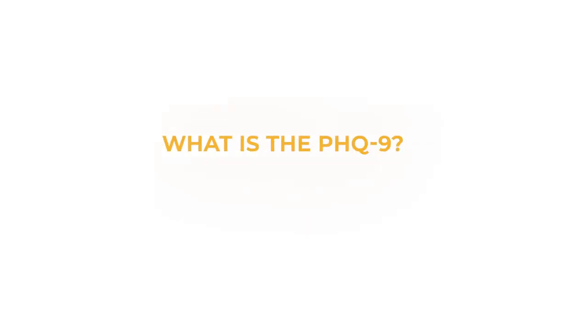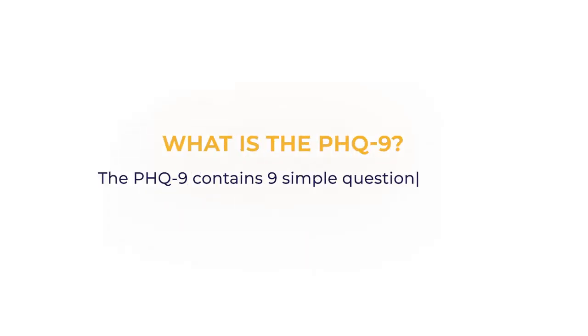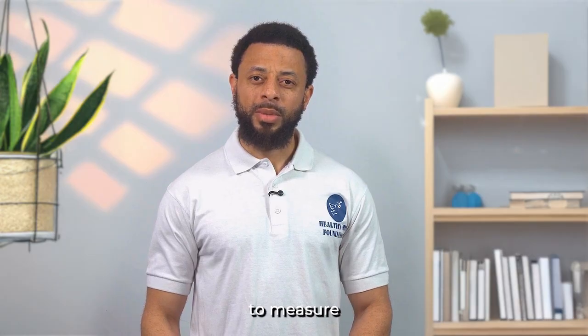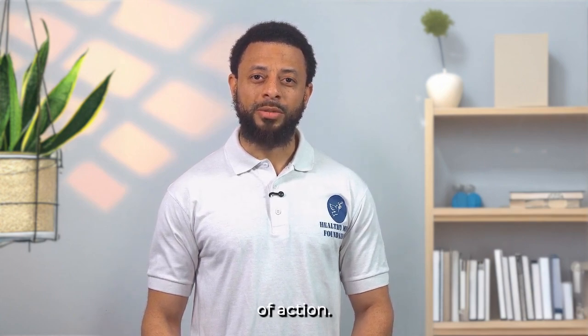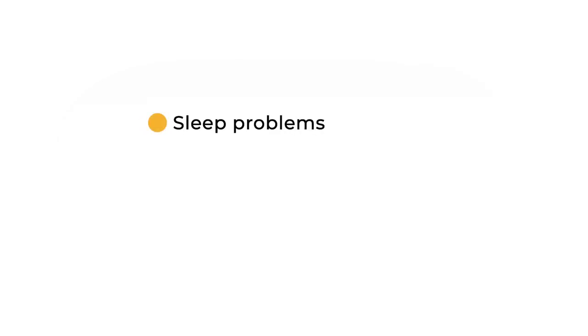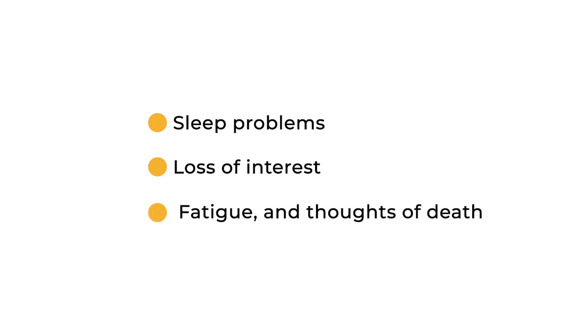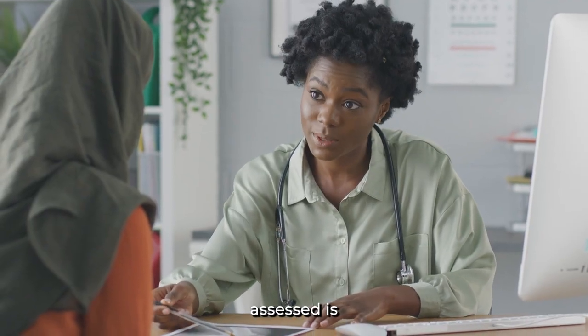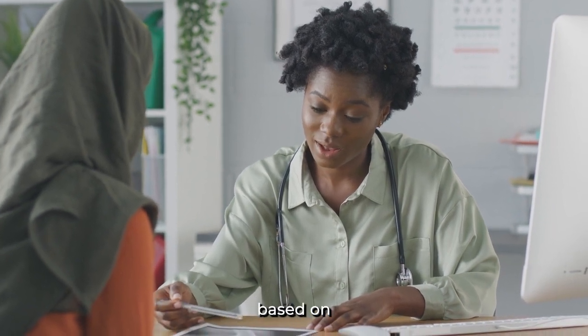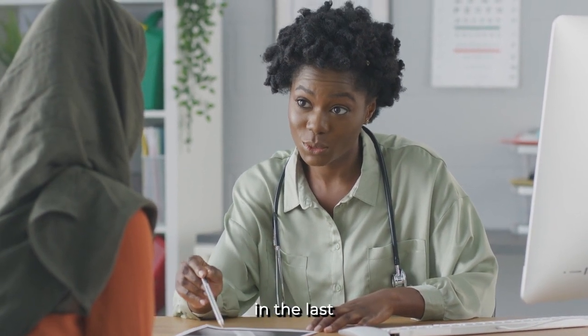What is the PHQ-9? The PHQ-9 contains 9 simple questions that cover the core symptoms of depression. The goal is to measure the severity of the person's symptoms and determine the appropriate course of action. Each question asks about a specific symptom of depression, such as sleep problems, loss of interest, fatigue, and thoughts of death. The person being assessed is asked to rate each symptom on a scale from 0 to 3, based on how often they have experienced the symptom in the last 2 weeks.